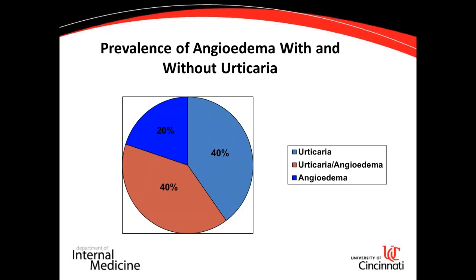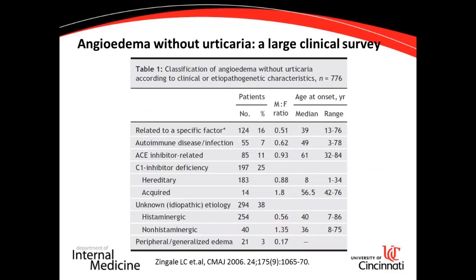Physical examination doesn't always differentiate the types of angioedema that patients present with. In terms of prevalence of angioedema with or without urticaria, we see a lot of hives. About 40 to 50% of patients have hives isolated by themselves, but about 40 to 50% of patients also have hives associated with deeper tissue swelling, angioedema, and up to 10 to 20% of patients have isolated angioedema. We try to identify what the causes are of angioedema without urticaria.